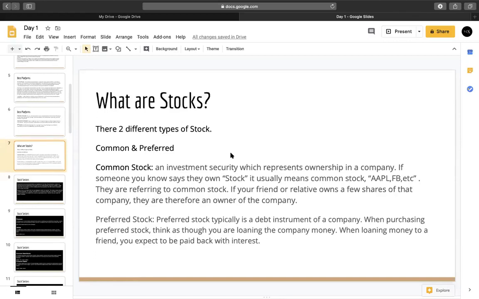So if your friend or relative owns a few shares of a company, they are therefore an owner of the company. Just a piece, right? You own that. This means that you own a piece of whatever you buy. There is also preferred stock. Preferred stock is basically a debt instrument of a company. When you purchase preferred stock, just think of it as you loaning that company money. When loaning money to a friend, you expect to be paid back with interest. It's just two different types of stocks.